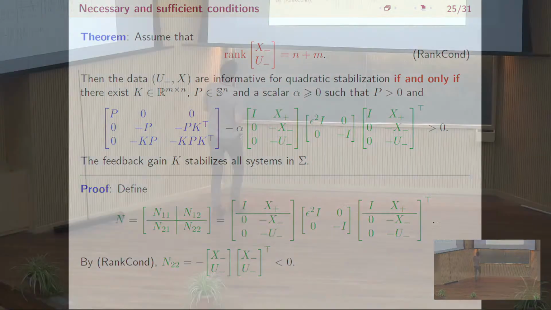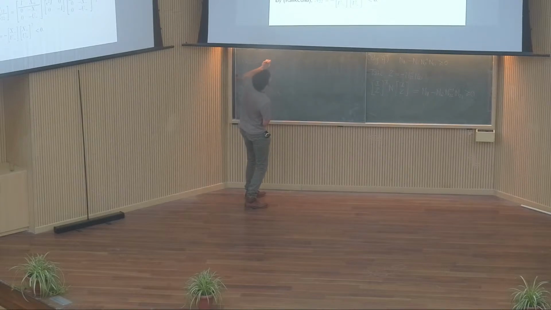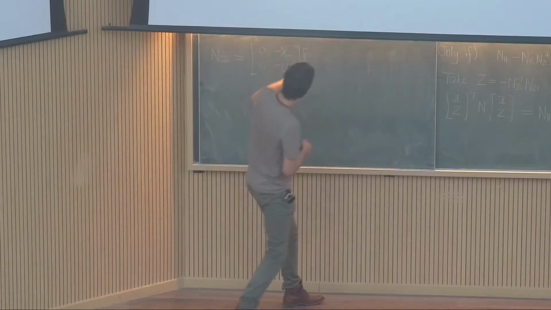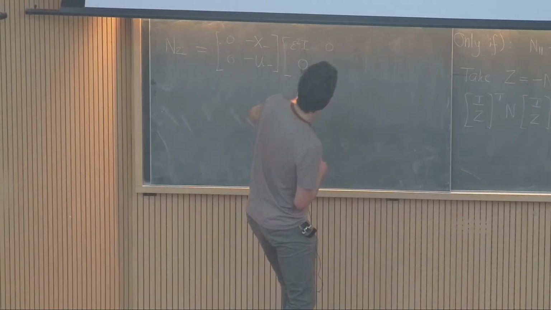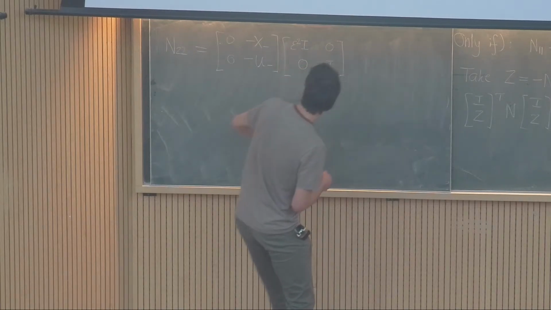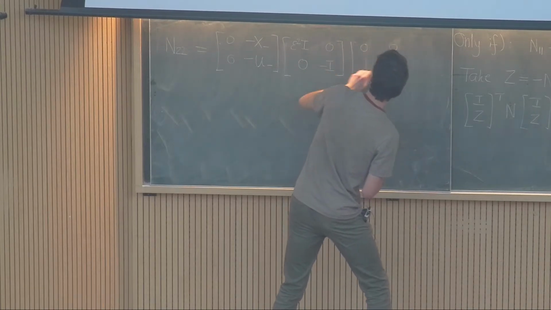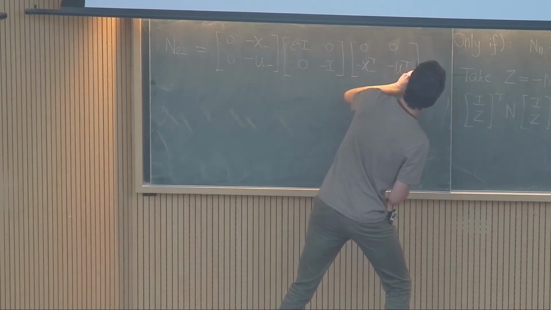Well, let's see why that is the case. So the matrix N22, what is that? Well, I just explained it briefly, but it's this matrix [0, 0, minus X minus, minus U minus] times the matrix in the middle, epsilon squared identity, 0, 0, minus identity, times the transpose of the matrix on the left. So there I get [0, 0, minus X minus transpose, minus U minus transpose], like this.